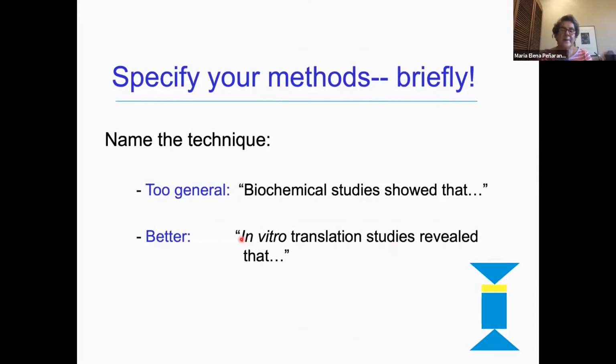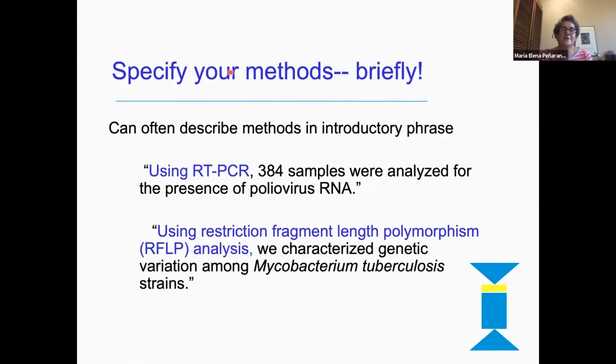to, analysis of questionnaires given to how many participants show that, and then you give your result. Almost in the same sentence as you explain the results, you say the methodology that you use for that. And specify your methods briefly. The same that we said before, you can often describe methods in the introductory phrase. Using RT-PCR, this many samples were analyzed for the presence of poliovirus.